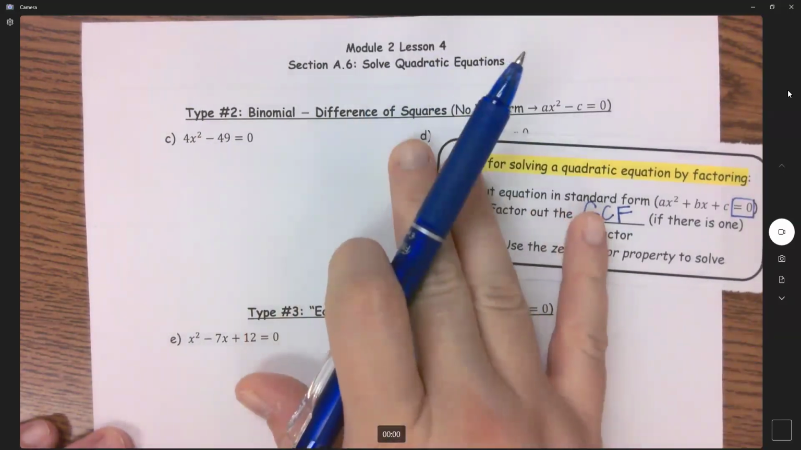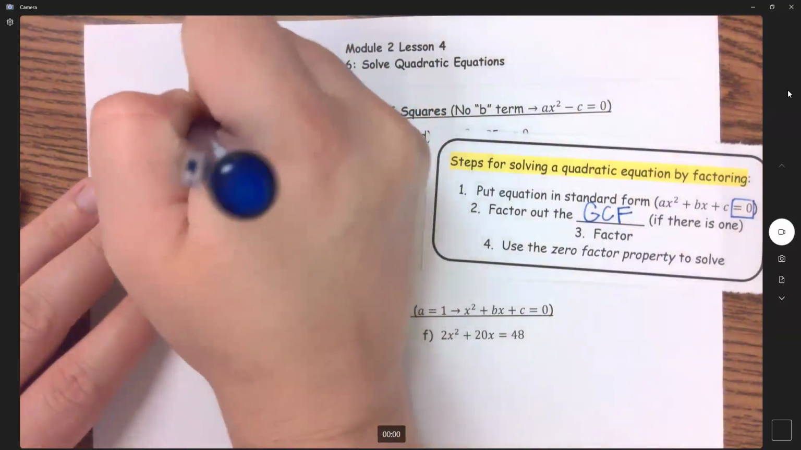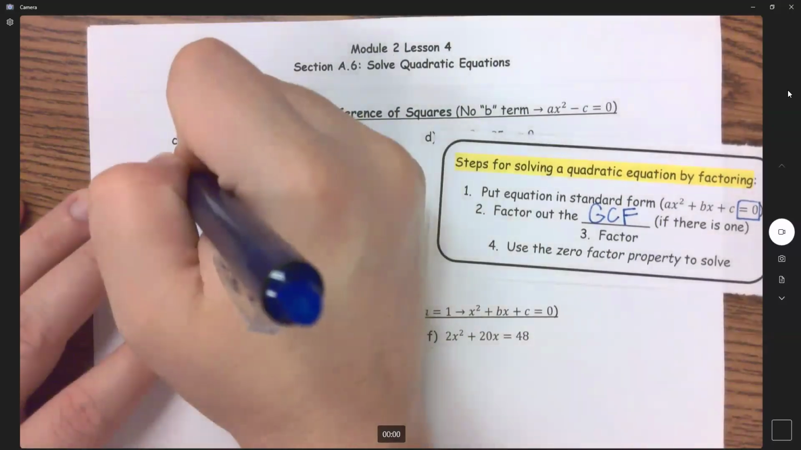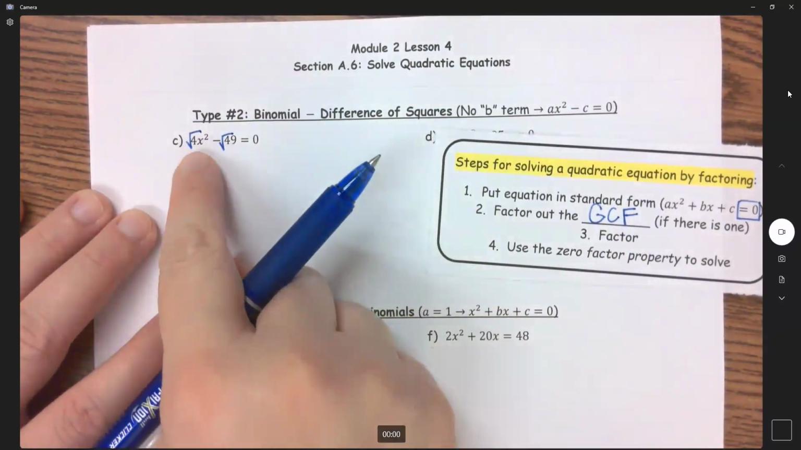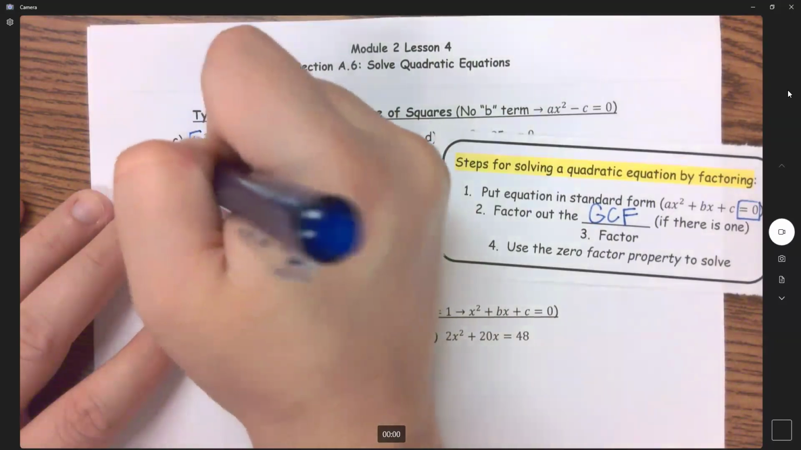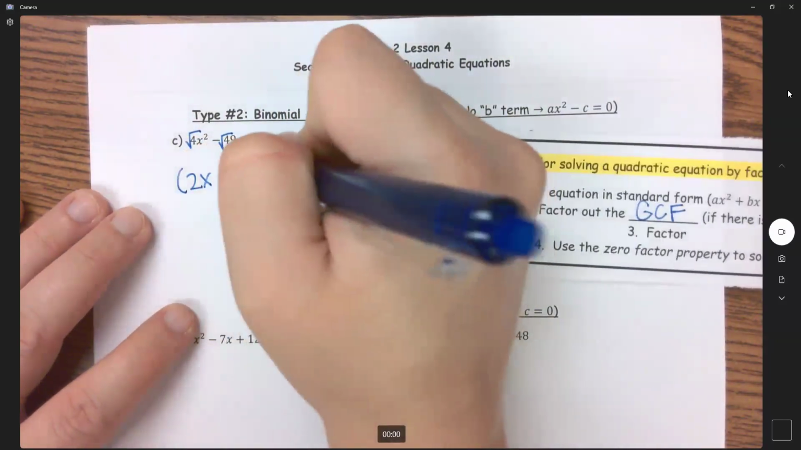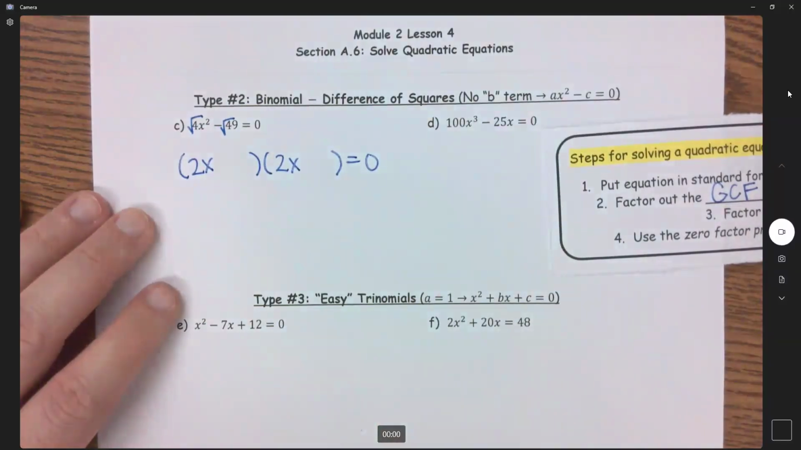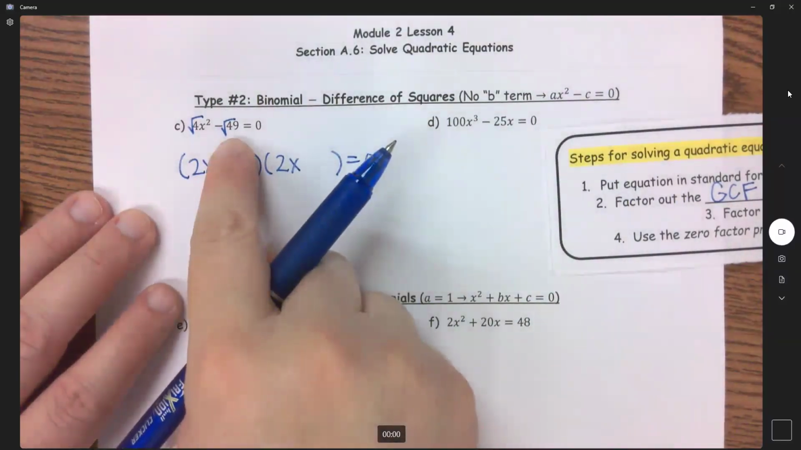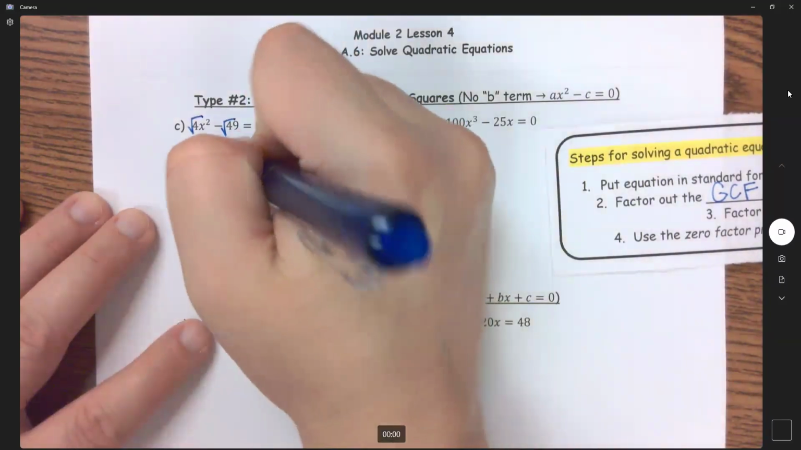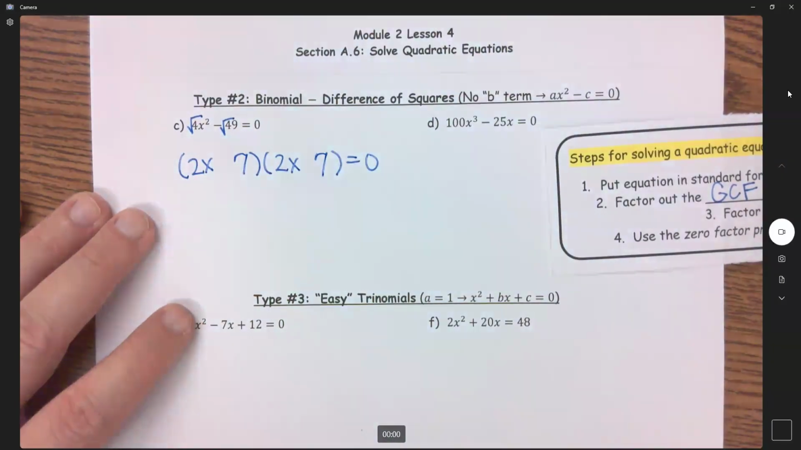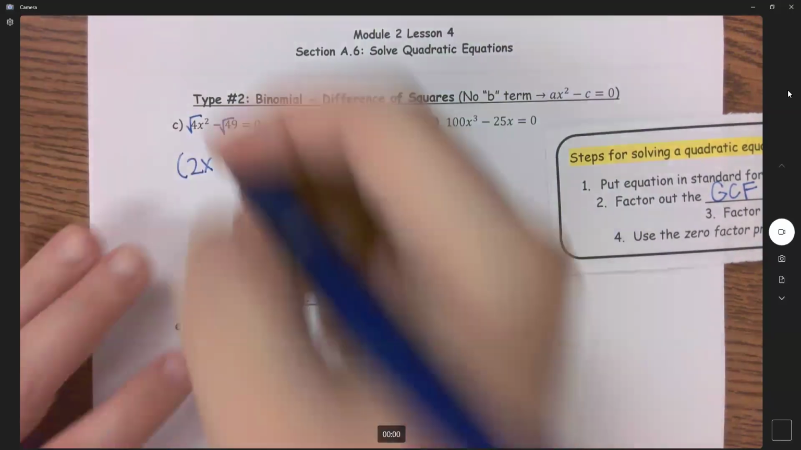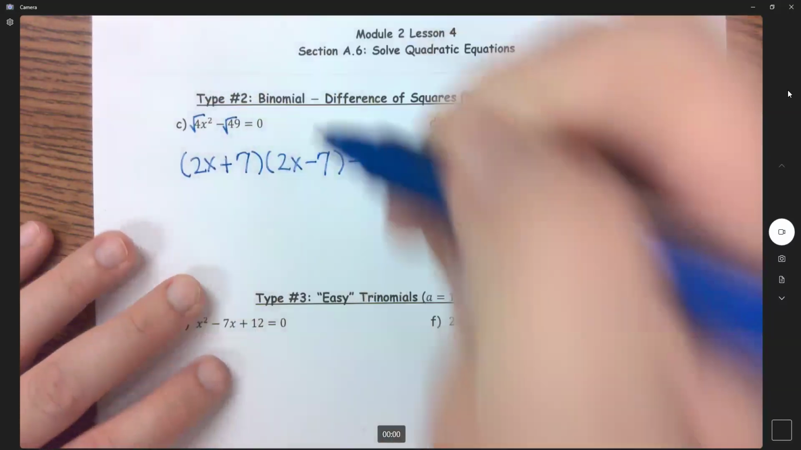When we factor difference of squares, all we need to do is take the square root of both of these sides. The square root of 4x squared is 2x. So that's my first terms in both of these binomials. The square root of 49 is 7. So 7 goes as the second term in both of these. And to get to a negative 49, we would have to do 1 plus and 1 minus.